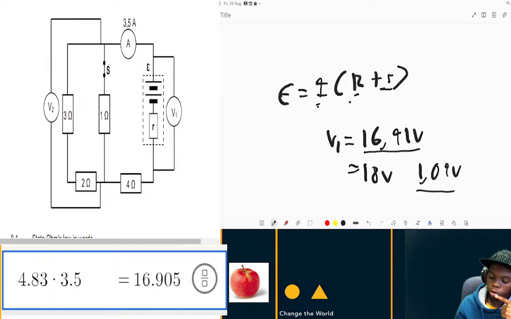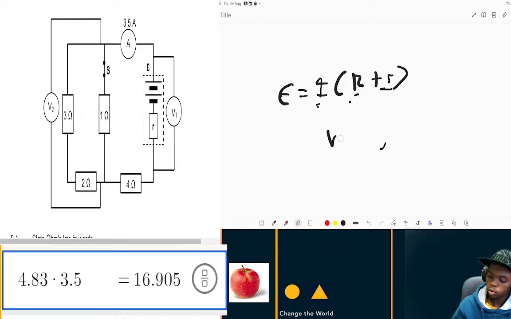What we're getting is 16.91. You might find that there will be 1 point something lost. I'm not saying this is 18 volts, I'm just estimating, just trying to give you an example and show you how it works. This amount is lost in there, because if we had the value of the internal resistance, we'd be able to easily find the EMF.